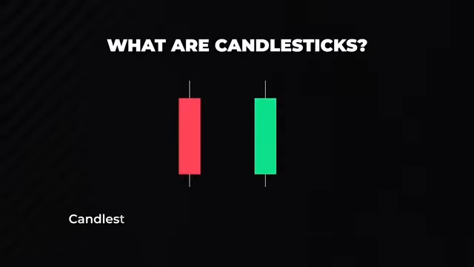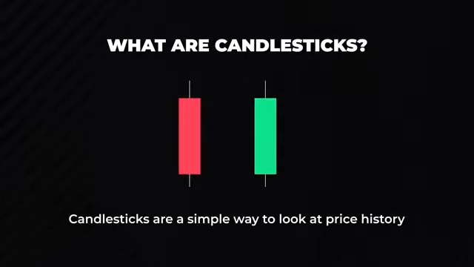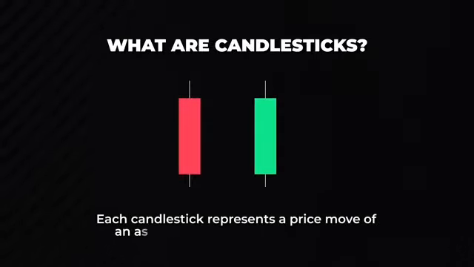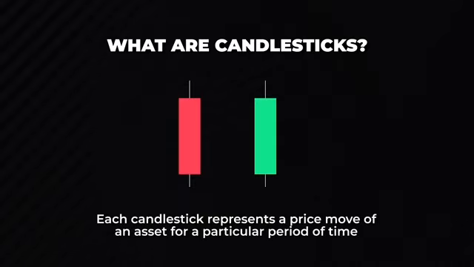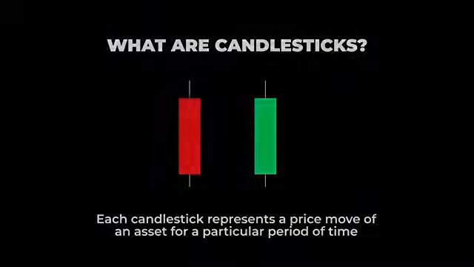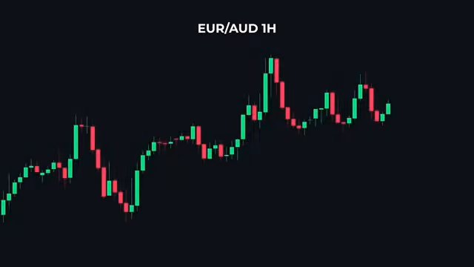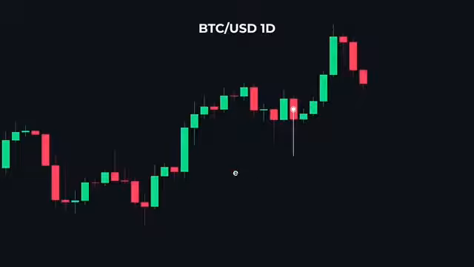What are candlesticks? Candlesticks are a simple way to look at price history. Each candlestick represents a price move of an asset for a particular period of time. For example, if you're on the 1-hour time frame, each candle represents the price history for 1 hour. If you're on the daily time frame, then each candle represents price history for 1 day.